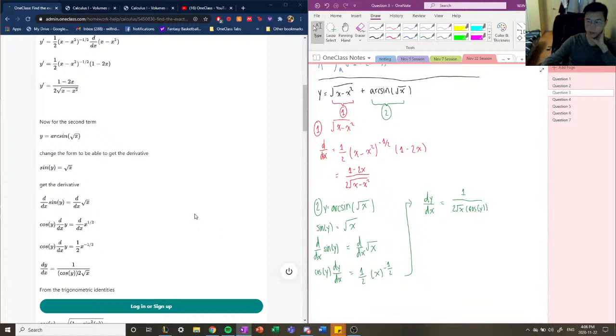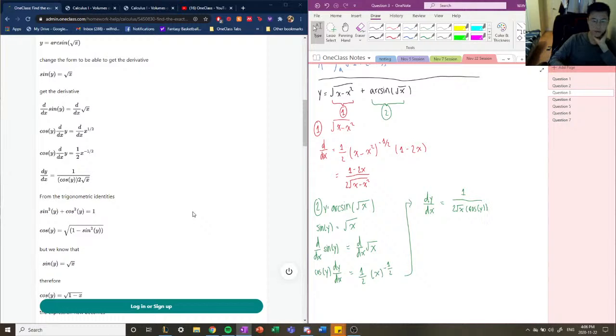But the problem here is whenever we implicitly differentiate, our derivative is a function of the independent variable and the dependent variable. So we want to get rid of this cos y. So we're going to use a trigonometric identity here. We know that cos squared y plus sine squared y equals 1. So cos of y equals the root of 1 minus sine squared y. But sine y is just root x, so sine squared y would be x, giving 1 minus x.